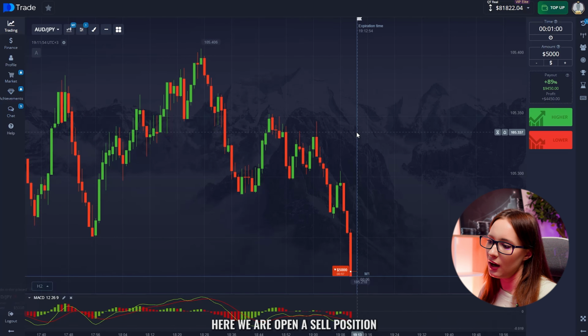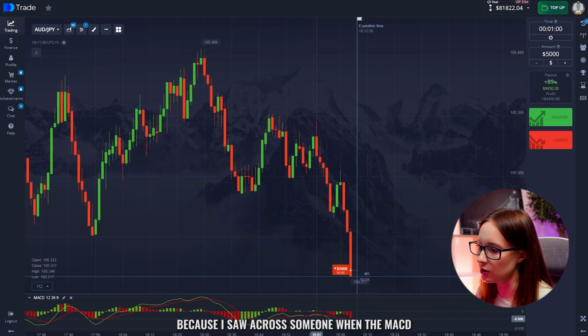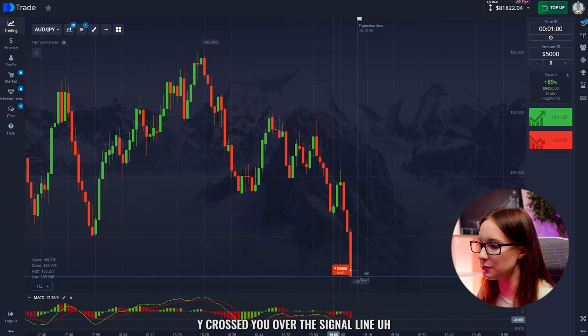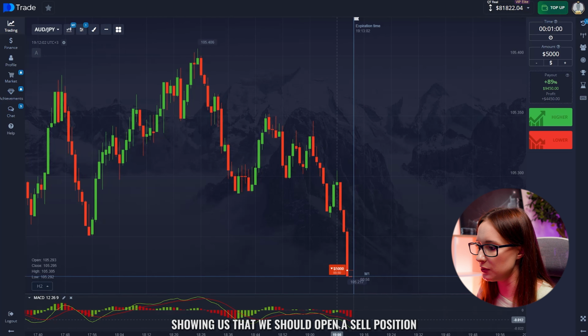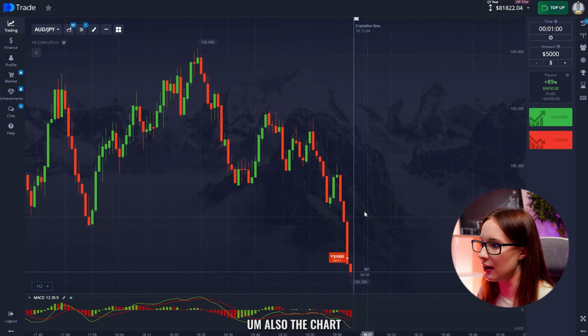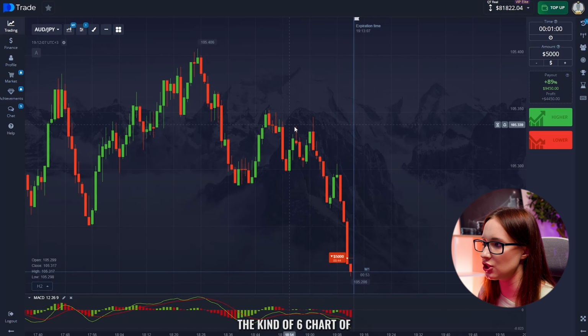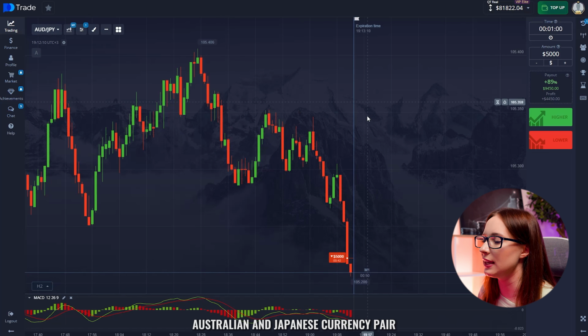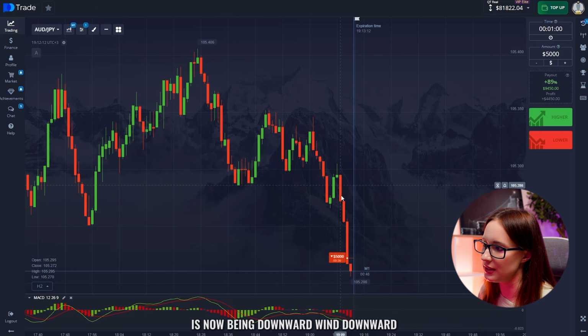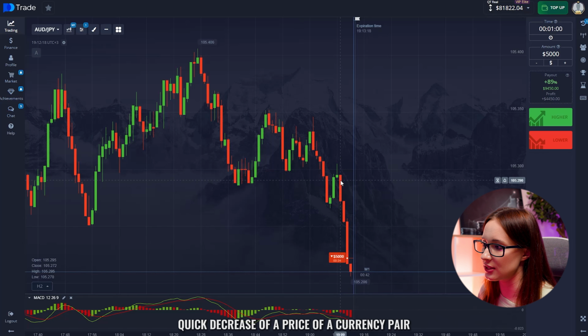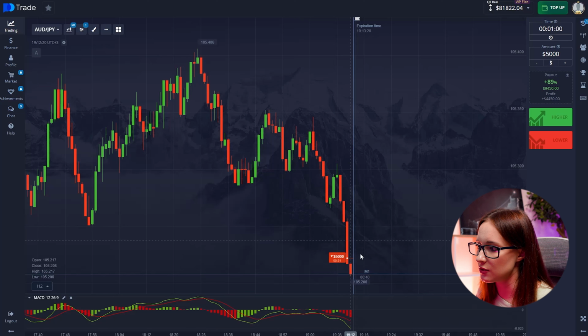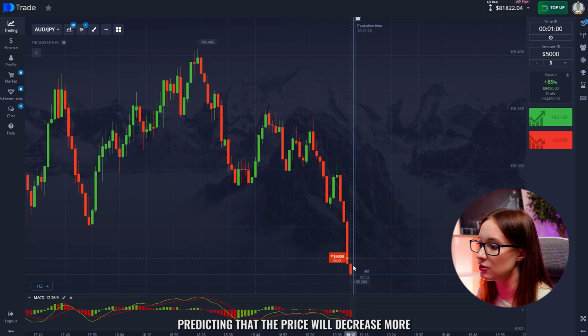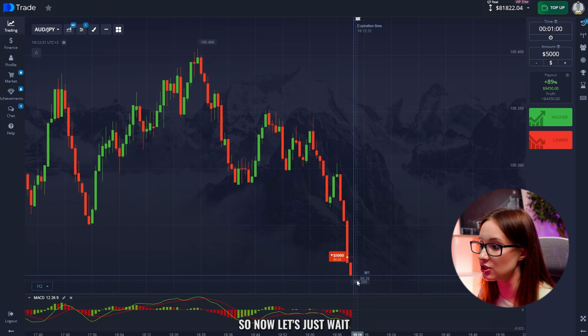Here we are. Open a sell position because I saw a crossover when the MACD line crossed below the signal line, showing us that we should open a sell position. Also the candlestick chart of the Australian dollar and Japanese yen currency pair is now moving downward, showing quite a steep, quick decrease of the price of the currency pair. So here's the line at which we started our trade, and hopefully I opened the trade correctly, predicting that the price will decrease more. So now let's just wait.